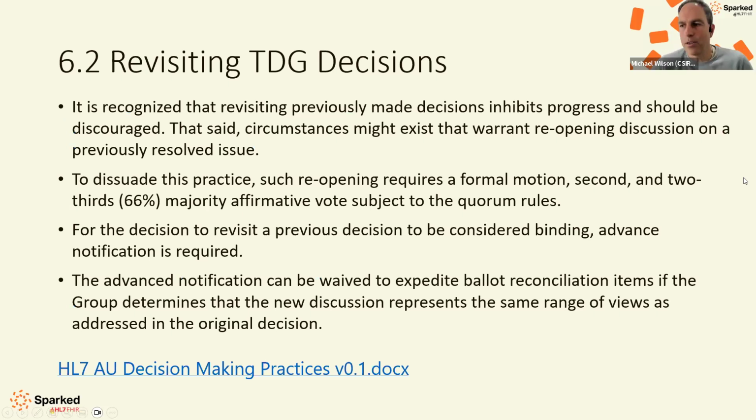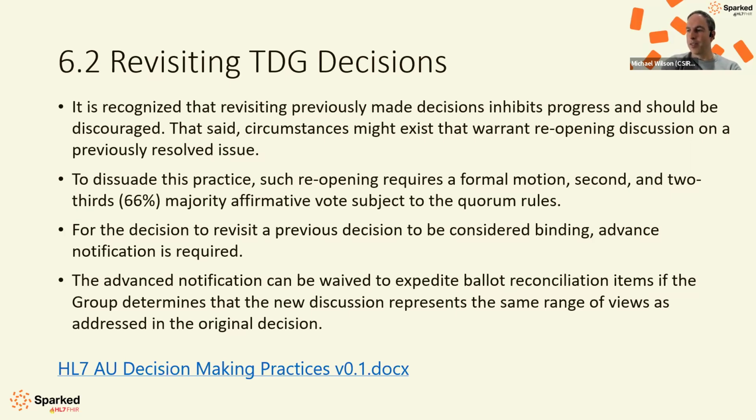This is out of the HL7 AU decision-making practices and talks about revisiting TDG decisions. It recognises that revisiting previous decisions inhibits progress and should be discouraged. That said, circumstances might exist that warrant reopening discussions that were previously resolved. To dissuade this practice, such reopening requires a formal motion, a second, and two-thirds. So it was a 66% majority, not an 80% majority as was believed in that meeting.